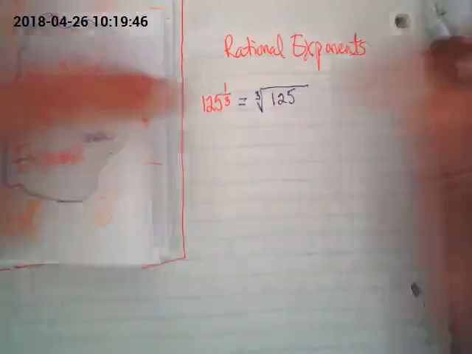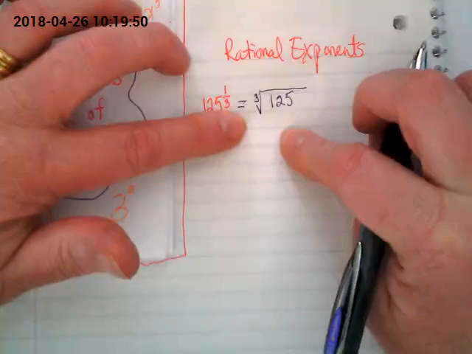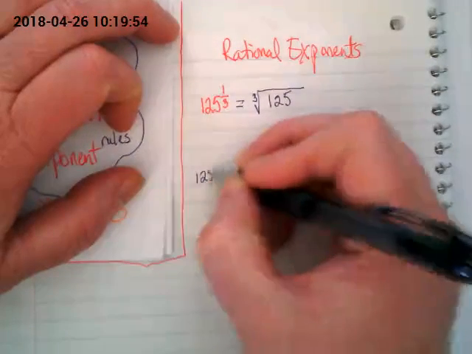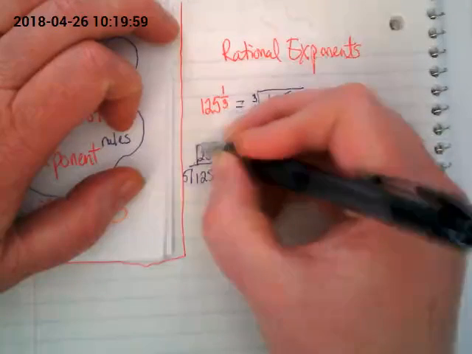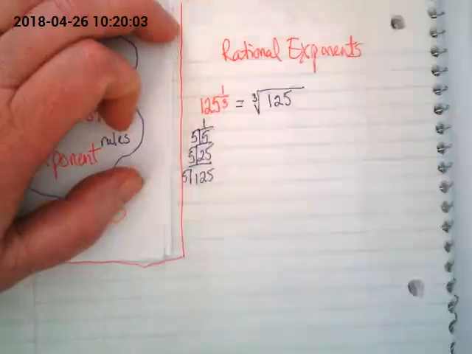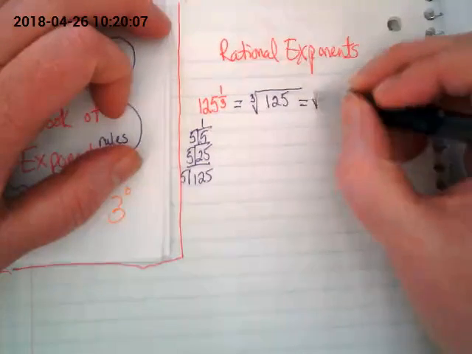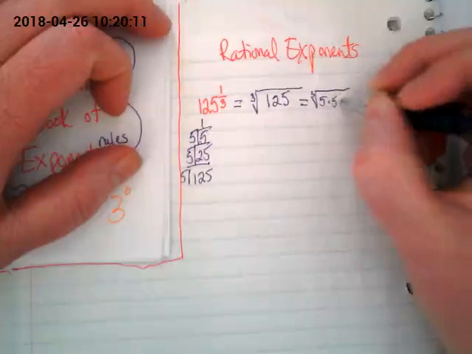What do we do to solve these? We find the prime factors of the number inside. Remember this now? Okay, so let's do 125 divided by 5, divided by 5, 5, 5. So this is equal to the cube root of 5 times 5 times 5.